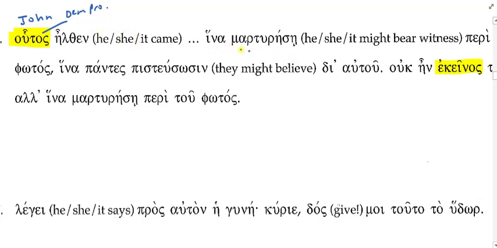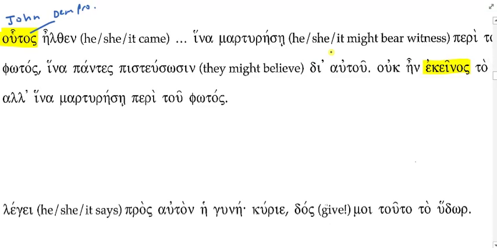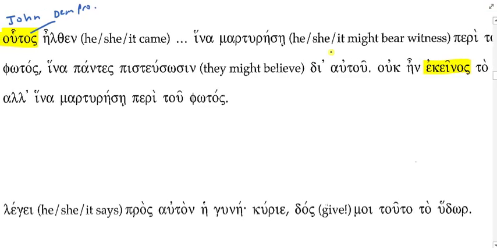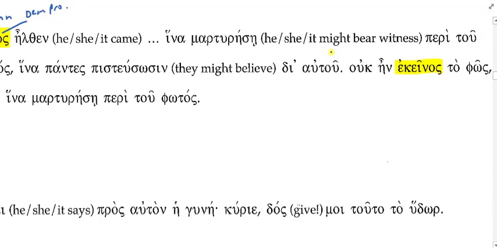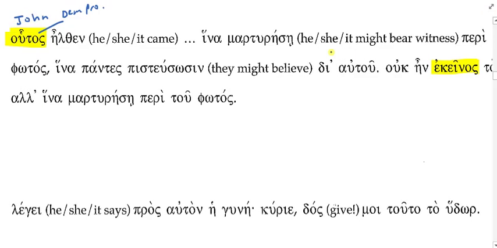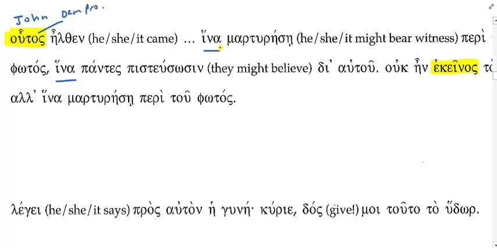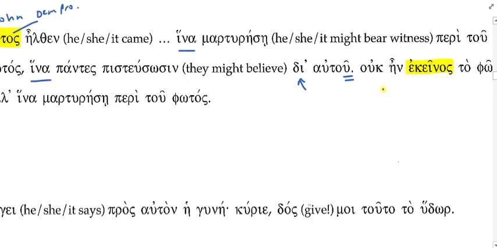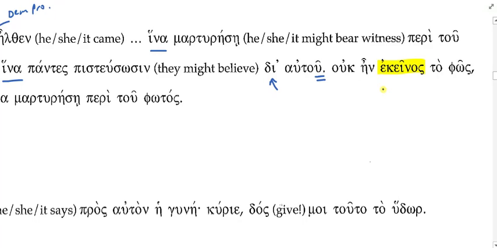Why? Hina marturese. That he might bear witness. Peri tu photos. What's peri mean with this genitive noun? Concerning or about. Tu photos, the light. Hina, another purpose clause, in order that pantes pistusosin, that all might believe, di autu, through him. So notice we had dia a little while ago with the accusative, meaning on account of. Here it's with the genitive, through. Uk ein akenos to phos.